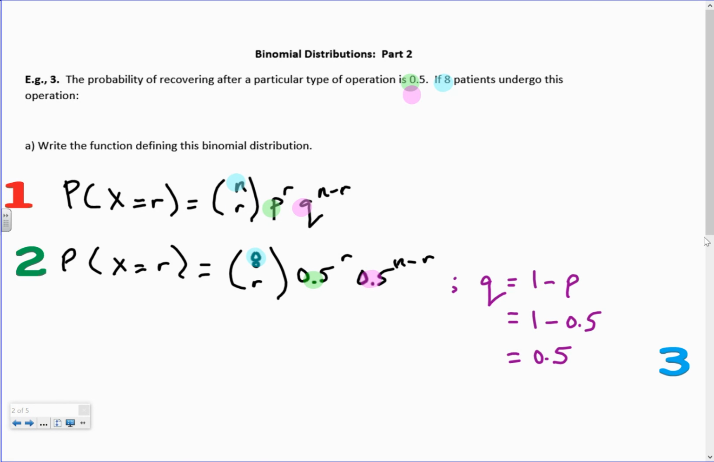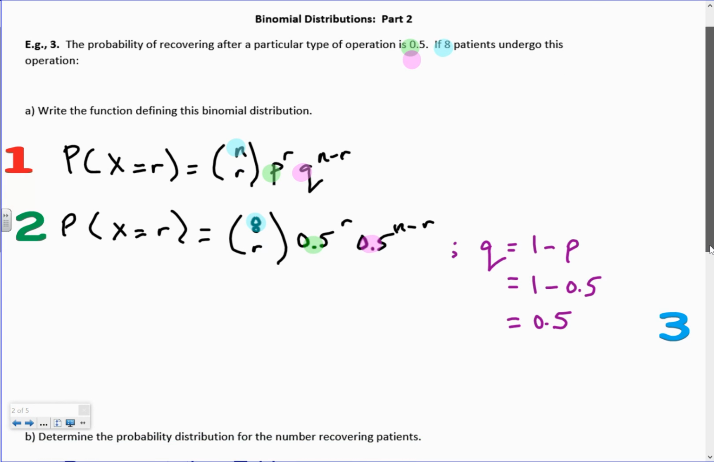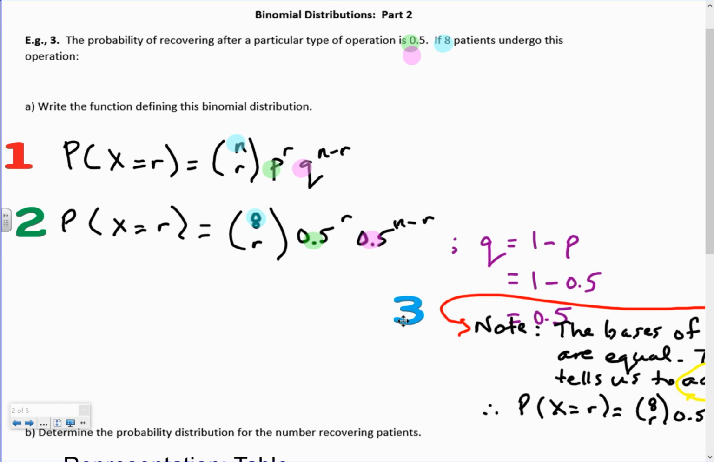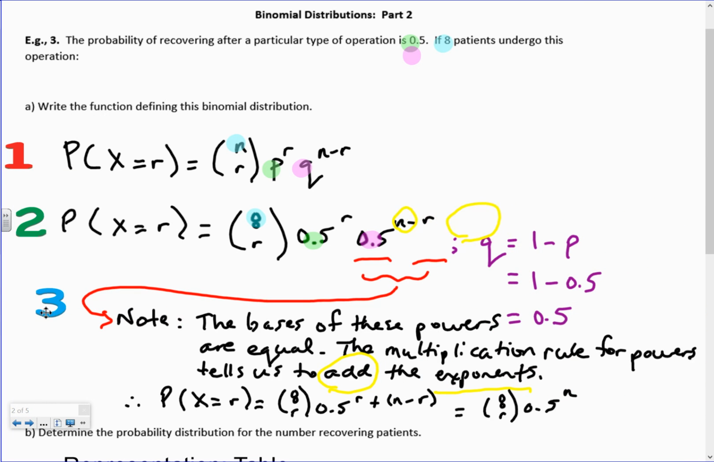Our third step then is to look at any form of simplification that we can do. This will not happen in all problems associated with the binomial distribution, but it will in this particular case. Notice how this particular power, 0.5 to the r, has the same base, that is 0.5, as this power, 0.5 to the n minus r. So let me highlight these here.